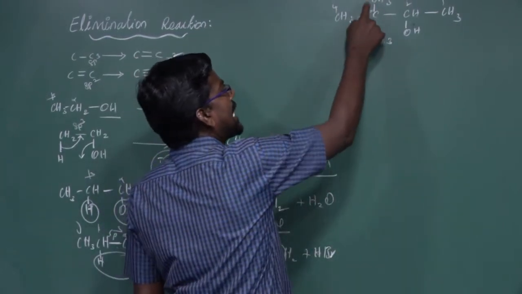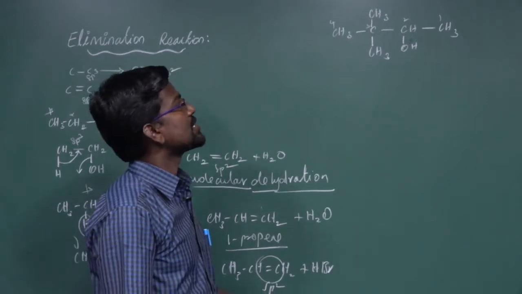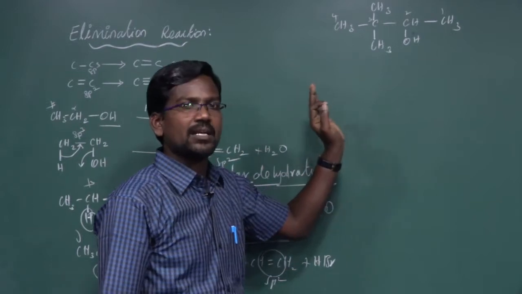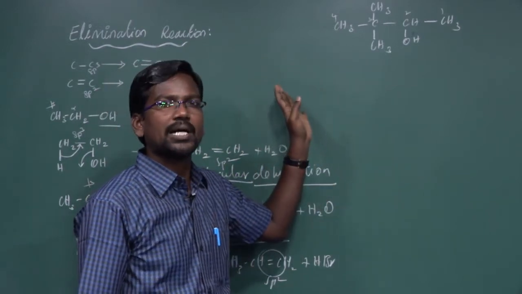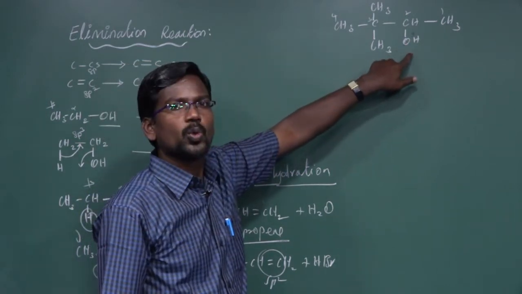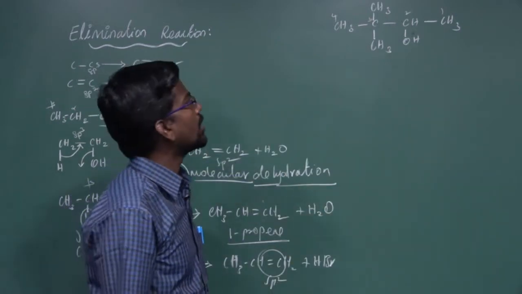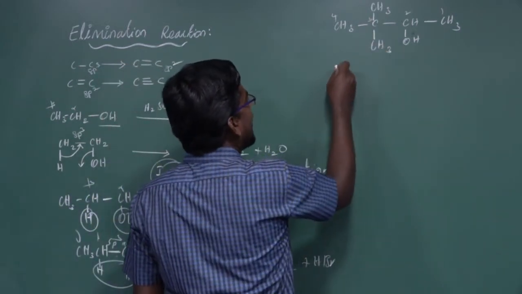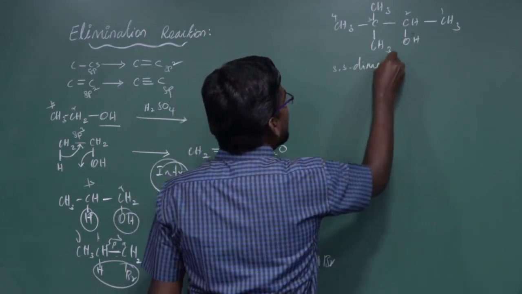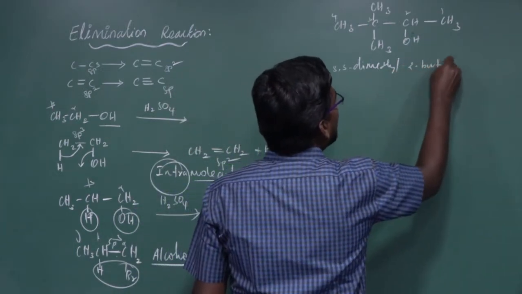The third carbon is directly bonded with two alkyl groups, which are called prefixes. Then the primary suffix is ane, because all the carbon atoms are single bonded. The secondary suffix is the OH group; the secondary suffix for alcohol is ol. So 3,3-dimethyl, 2-butanol.